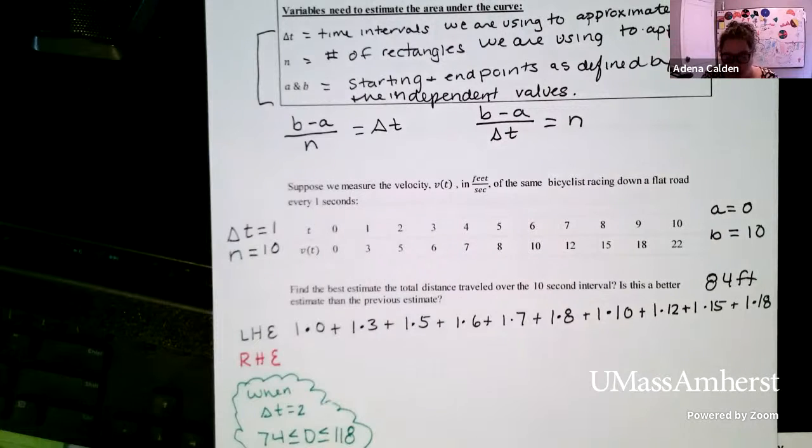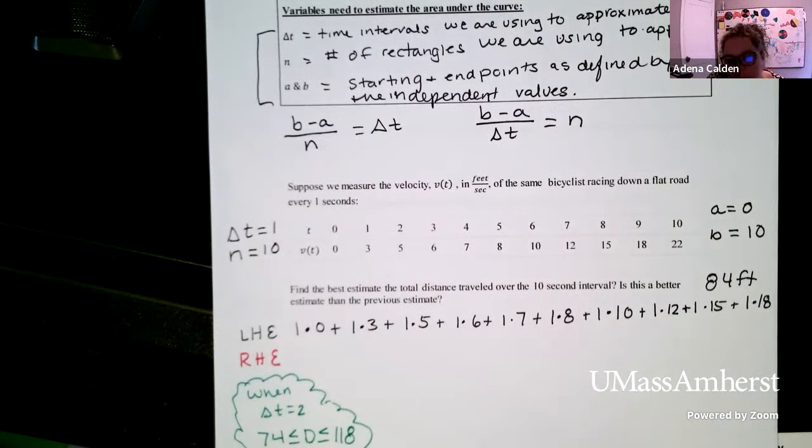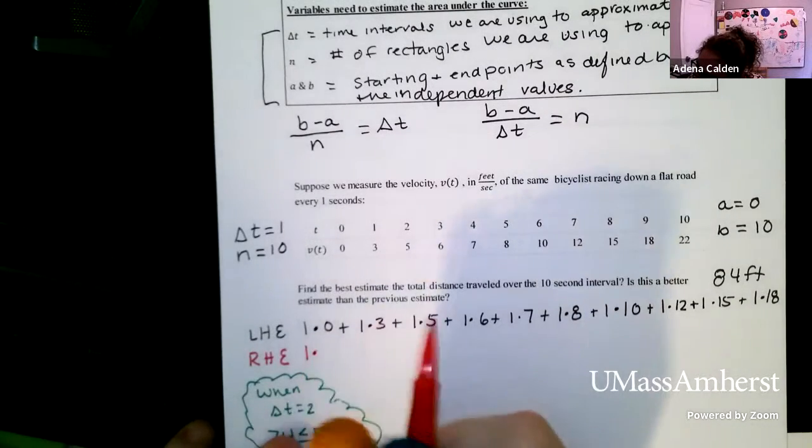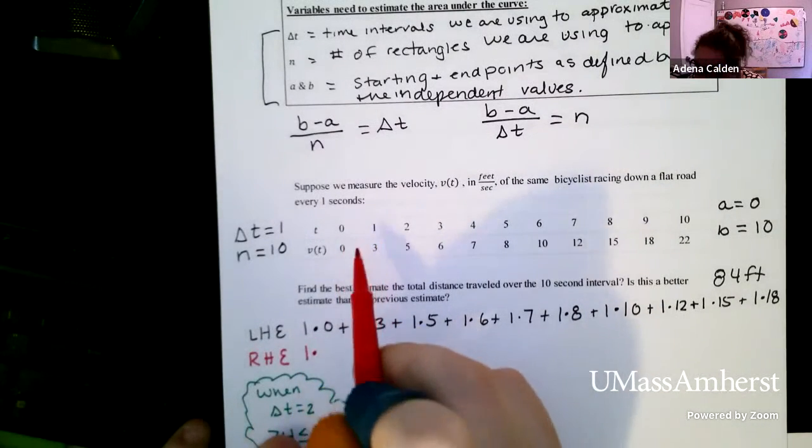Okay, when we do the right-hand approximation, we're going to do the same thing, but we're going to be picking the rate on the right each time. So for the first second, we're going to pick 3.